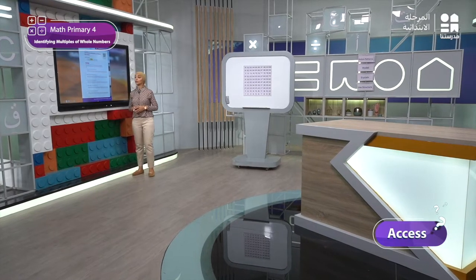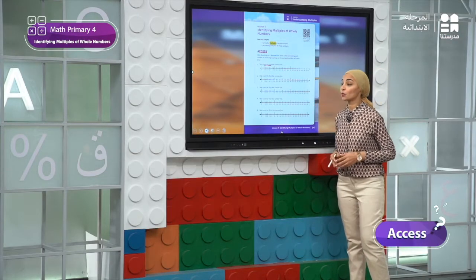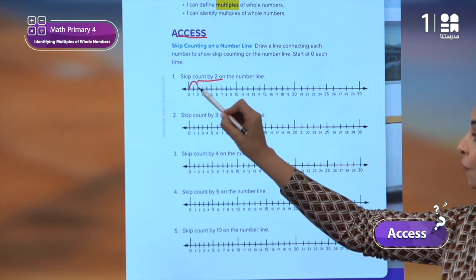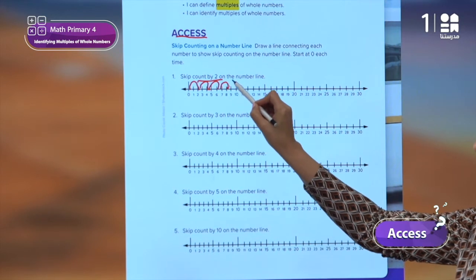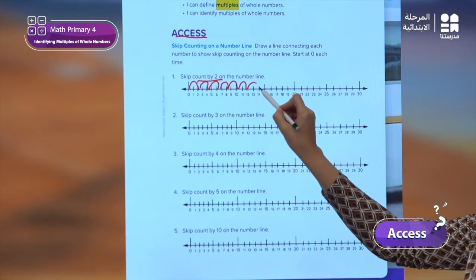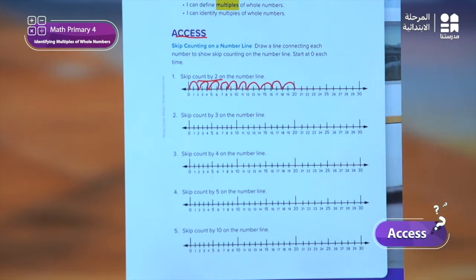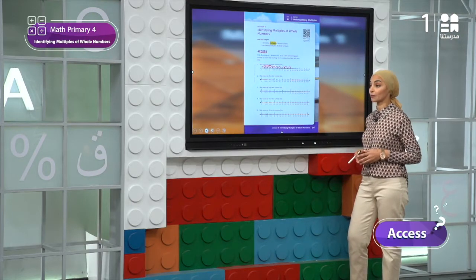The first number line, you were skip counting by 2. So, I will draw lines starting at 0, connecting to 2. Let's see how I will do it. I will start from 0, moving to 2, then 4, 6, 8, 10, 12, 14, 16, 18, 20, and then till I reach 30. Now, have you noticed that these are the products of multiplying by 2? The numbers I stopped at are the products of multiplying by 2.